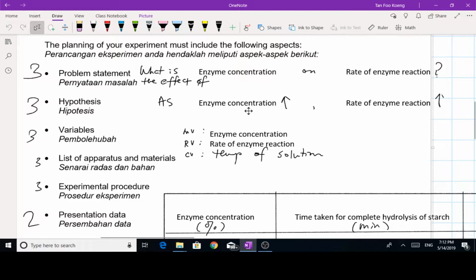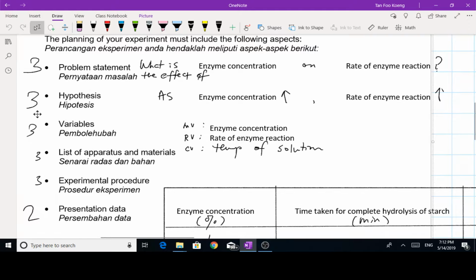Let's see how. Now problem statements. I have my MV and my RV. So what is the effect of MV on RV? Remember to have question marks. Straight away you get 3 marks. Now hypothesis, enzyme concentration can be measured. So we use the first template: as enzyme concentration increases, rate of enzyme reaction increases. Full stop. Straight away you get another 3 marks.